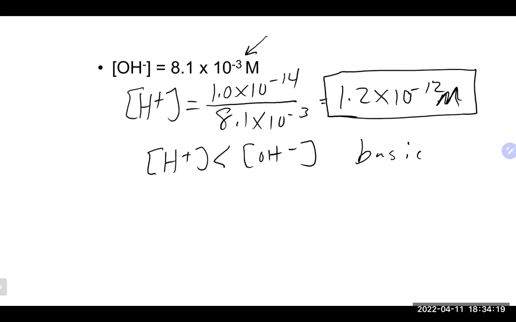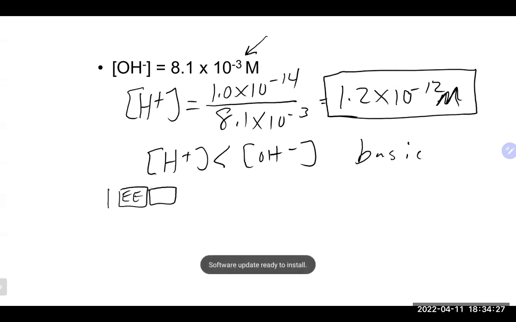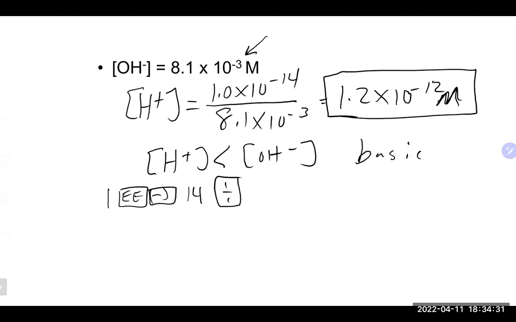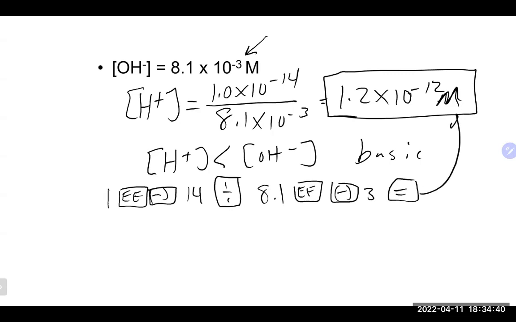How would you punch it into your calculator? It'd be very much like the previous one. You would go 1, hit your exponent button, hit your negative button. Then you hit 14, you hit your divide button. 8.1 exponent button, negative button, and 3, and hit equals. Check that.